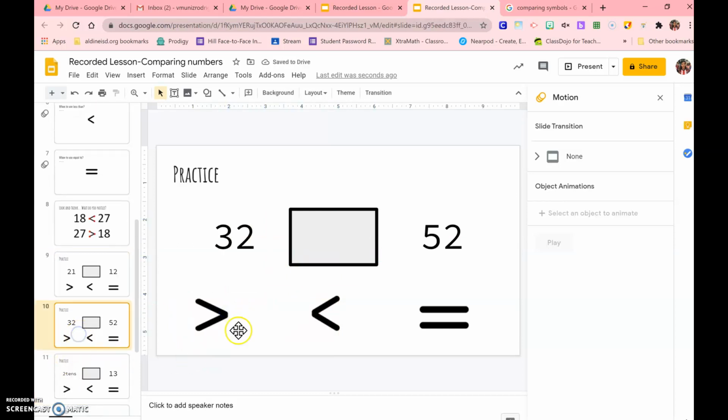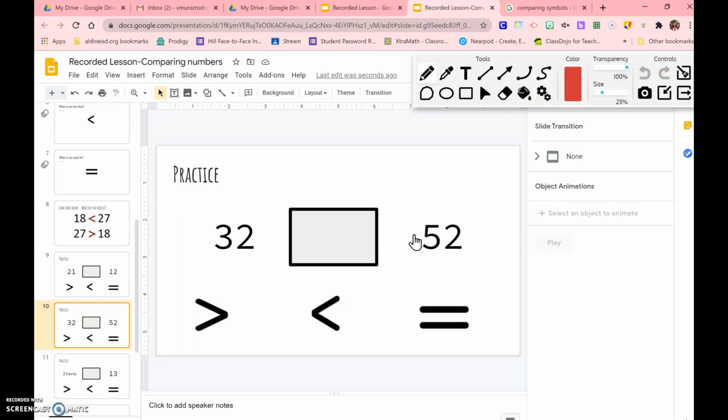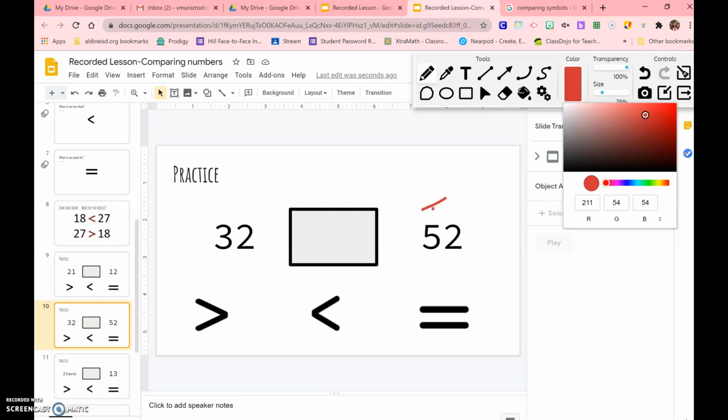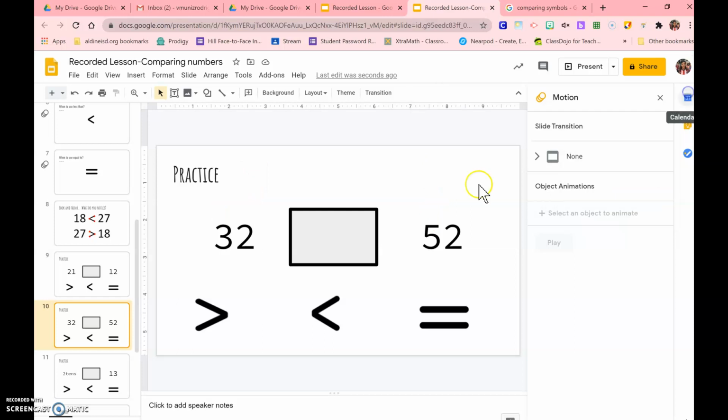Okay? So now I have 32 and 52. What do you know about 32? What do you know about 52? I can always take my time and draw my symbols right now. So I have 5 tens, 3 tens. So I'm going to draw my 5 tens. 5 tens is 50. 3 tens is 30. So I know that one. I'm going to close this one.